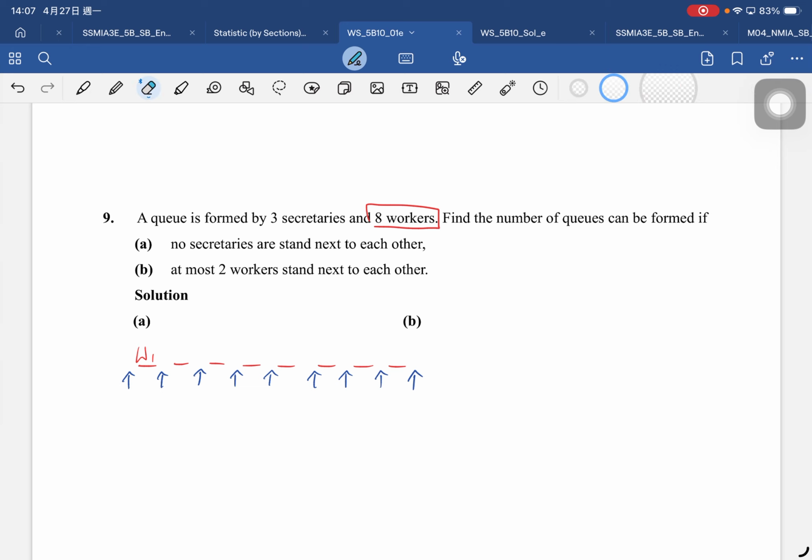So to remember, step 1, arrange the workers, 8 factorial, because there are 8 workers. Second step, I separate the secretaries. So you select any 3 positions for them out of 9. So this is the number of ways to separate them. Any problem? All right, and then now the last one.